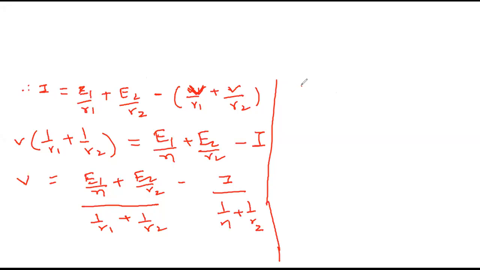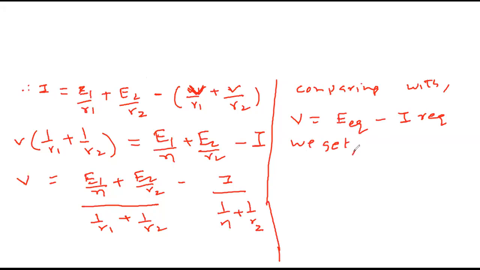So I can say the same thing comparing with V equals to E. Now this E is E equivalent because it is the result of two cells, minus I into R equivalent. Everybody has followed this line which I wrote? V is E equivalent minus I into R equivalent.